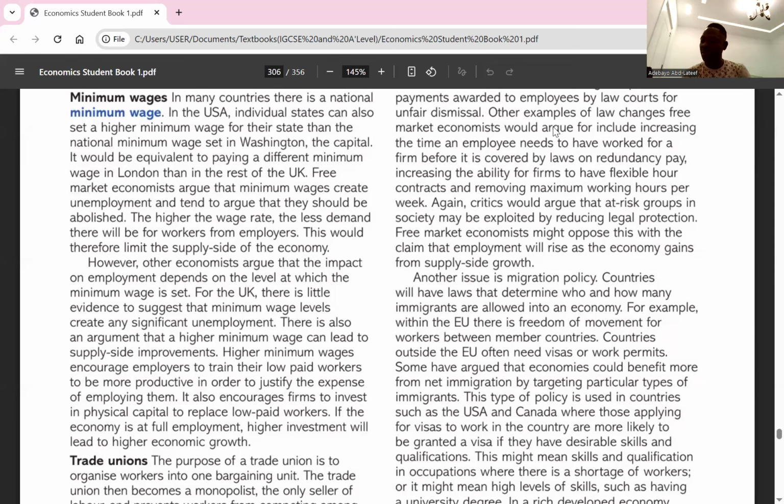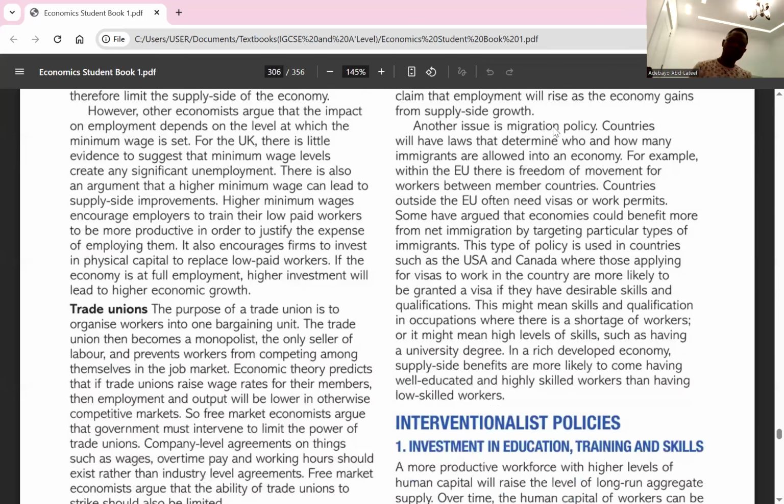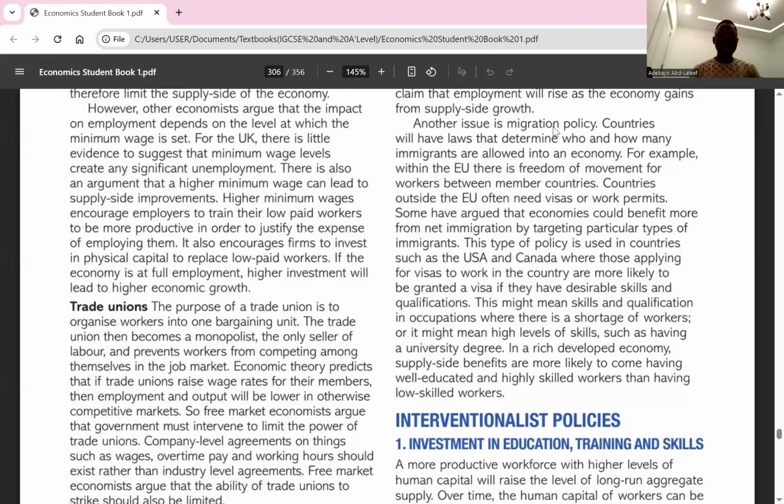However, other economists argue that higher minimum wage rates can lead to improvement in the supply side of the economy, as firms will be encouraged to train their low-income workers to justify their rise in payments. So, some economists believe that with minimum wage, firms are paying more now to workers, yes or no? So those low-income earners start earning more than what they used to earn. That is what it means.